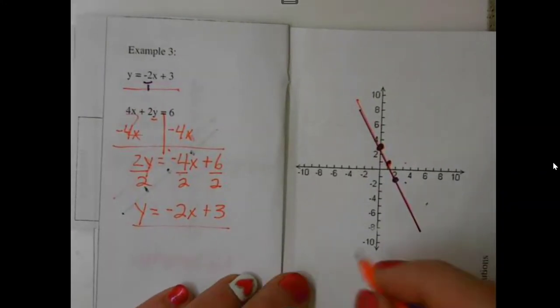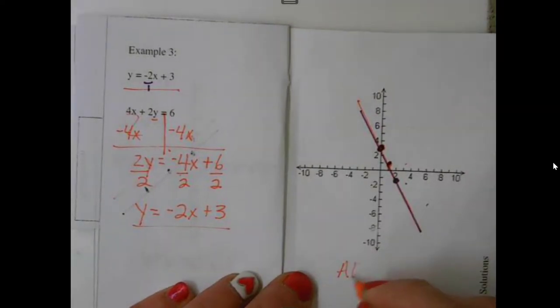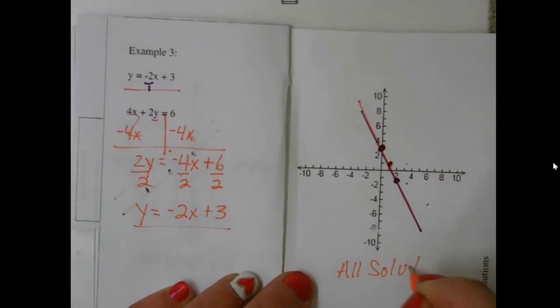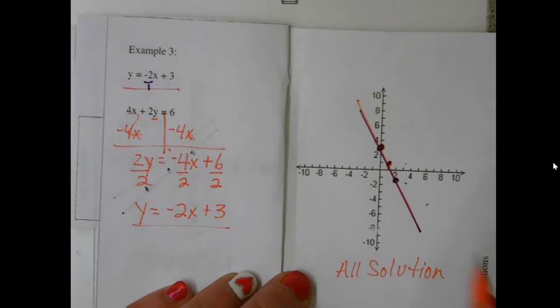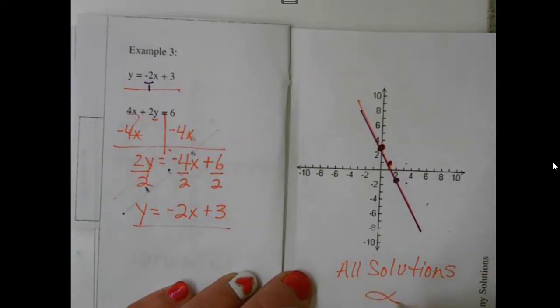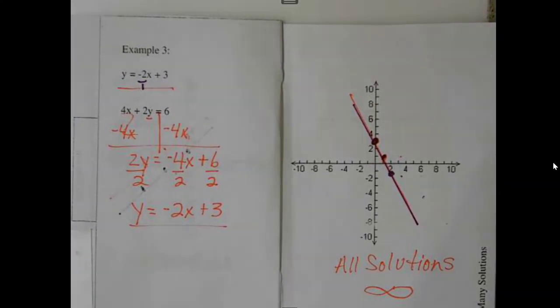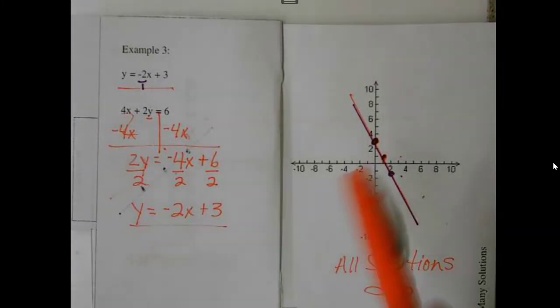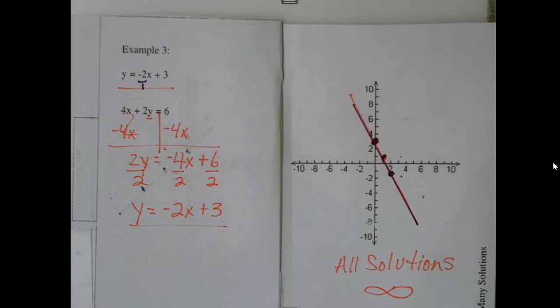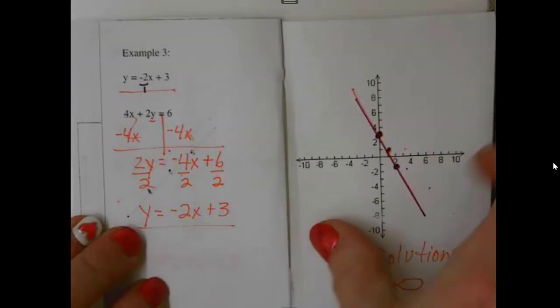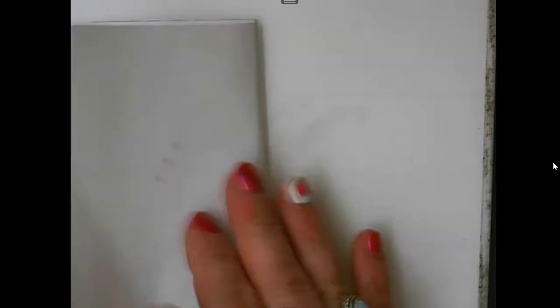So that answer is all solutions. And I guess it says on the tab, many solutions. But of course, I like to make that infinity symbol. It just means that it doesn't matter what we substitute in, it's going to be on that line no matter what. All right, so those are the 3 different situations we can have.